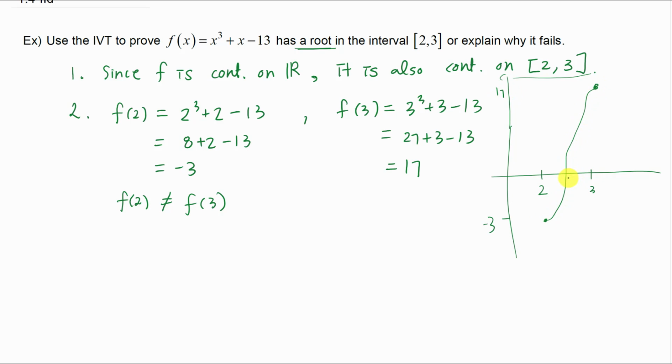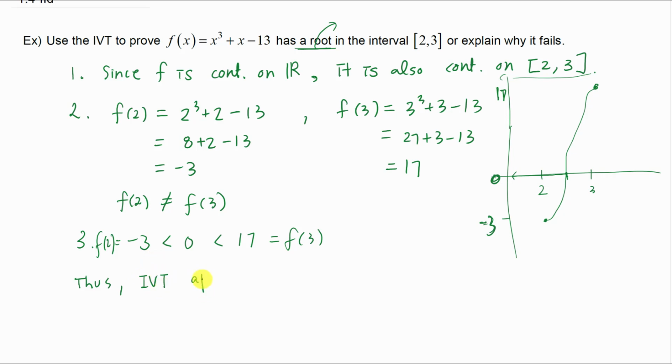So it's asking, prove that there is a root. And what is the function value of this root? That will be 0, right? And it's 0 between negative 3 and 17. Yes. So the k here that IVT was talking about is 0 because the function value of a root is 0. And 0 is between negative 3 and 17, which is f of 2 and f of 3. So thus, what can you conclude?